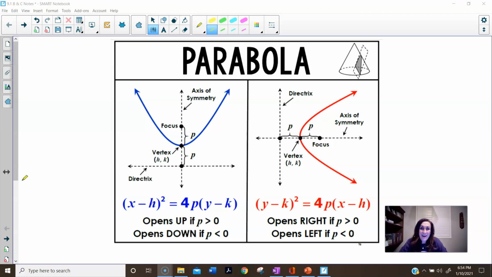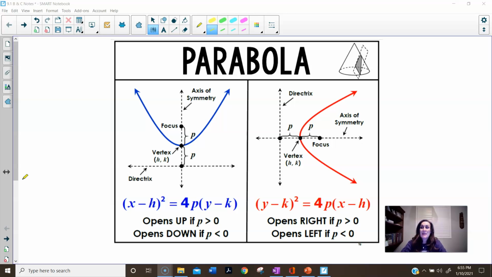So today we're hitting conics and we are hitting parabolas. A conic section is a curve that is formed by the intersection of a plane and a cone. In the upper right, you can see the cone and the plane. This plane is going to hit the bottom of the cone or the top of the cone, creating a parabola.